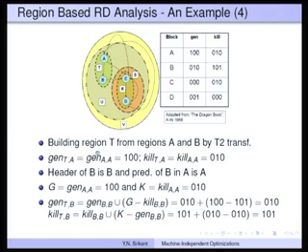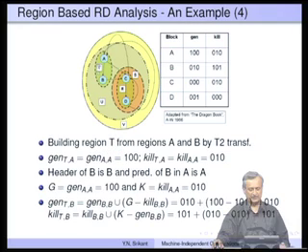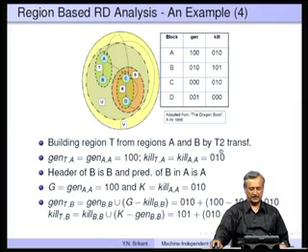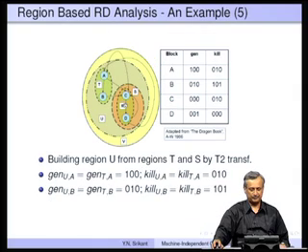Then we have building region T, which is very similar to building region R, so let us not spend too much time on it. We get, similarly, gen of T comma A, kill of T comma A, G, K, and gen and kill of T comma B. This is very similar to what we did for C and D to build region R. Then we want to build the region U from T and S, by T2 transformation.